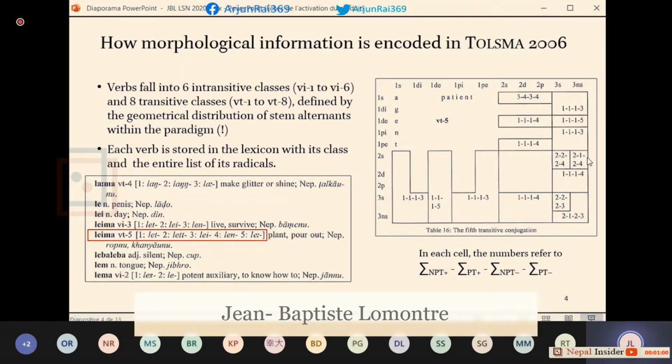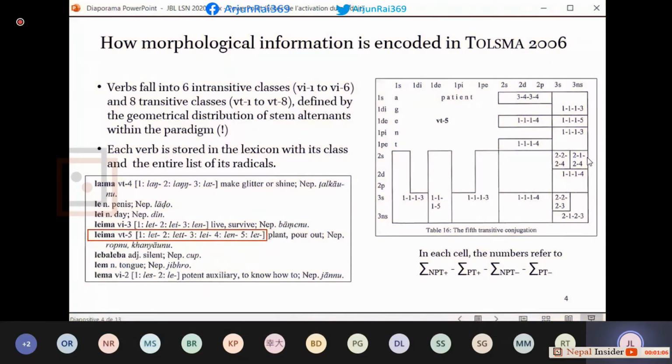So what I give you on the bottom left corner is a screenshot from Tolstoy's lexicon. So, for example, let's take the verb leima, to plant, to pour out. It belongs to the 5th transitive class, which Tolstoy calls VT5. So to every VT5 verb, 5 stems are associated. That's just a coincidence. The numbering of the conjugation doesn't always match the number of stems.